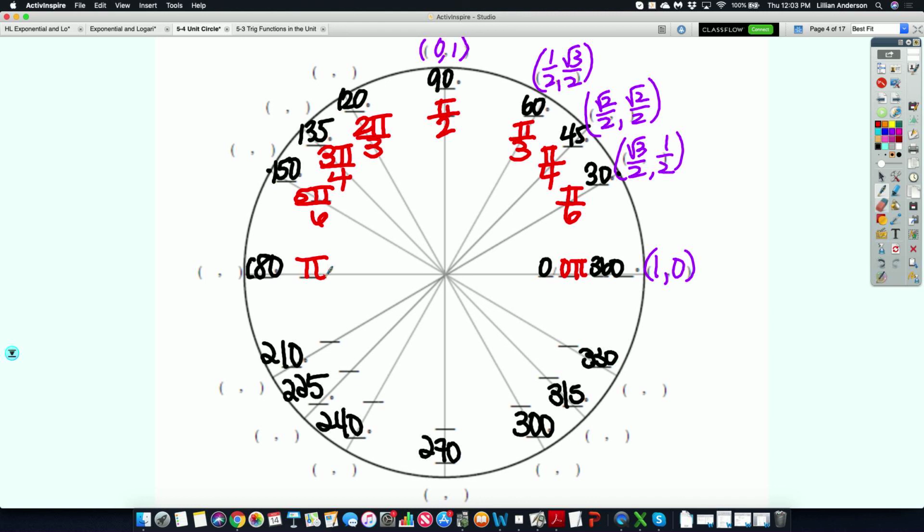210 is 7 pi over 6. 225, 5 pi over 4. Keep going. 4 pi over 3. And 3 pi over 2. Starting to notice any patterns maybe? Perchance?